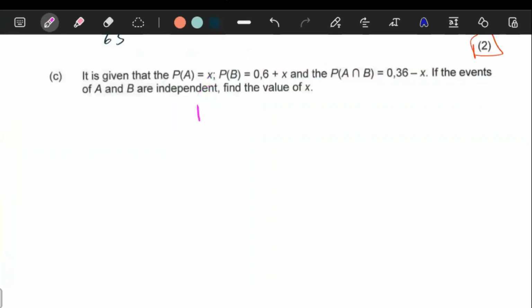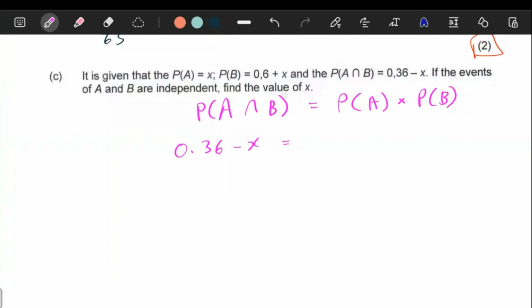Independent events are events where the probability of A and B is equal to the probability of A multiplied by the probability of B. So they'll give a mark for this formula. And then if you put in your values, you just need to solve for x. You see, the probability of A is x, the probability of B is 0.6 plus x.